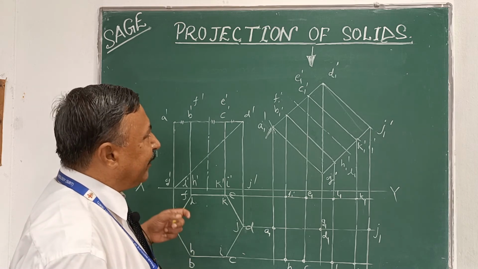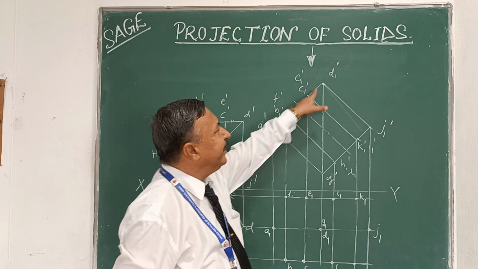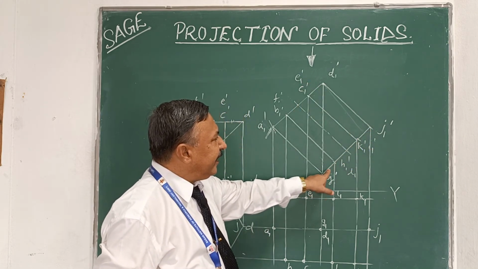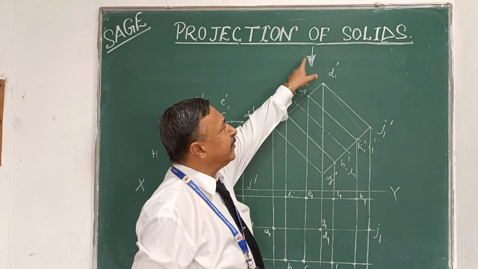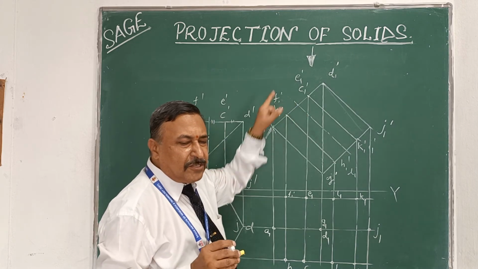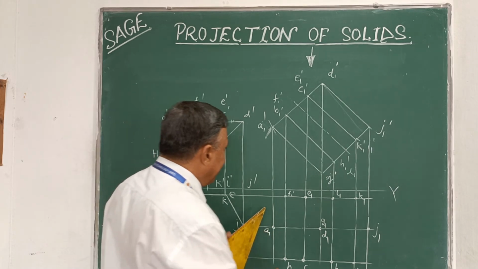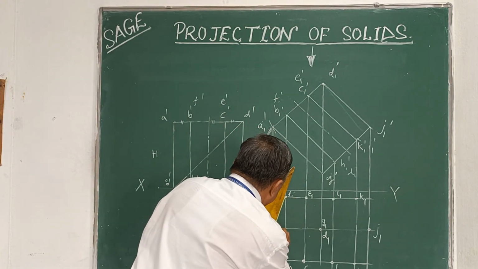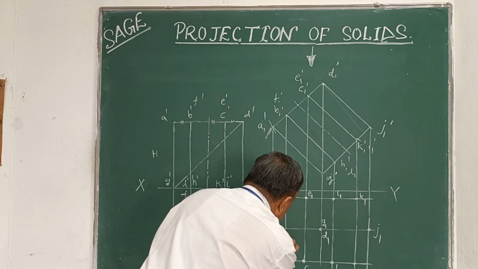Now first we see the base. This is the base A, B, C, D, E and this is the base G, H, I, J, K, L. Now this base is nearer to the observer, so it is always visible. So first of all, we complete this base, which is visible. So we darken the A, B, C, D, E.